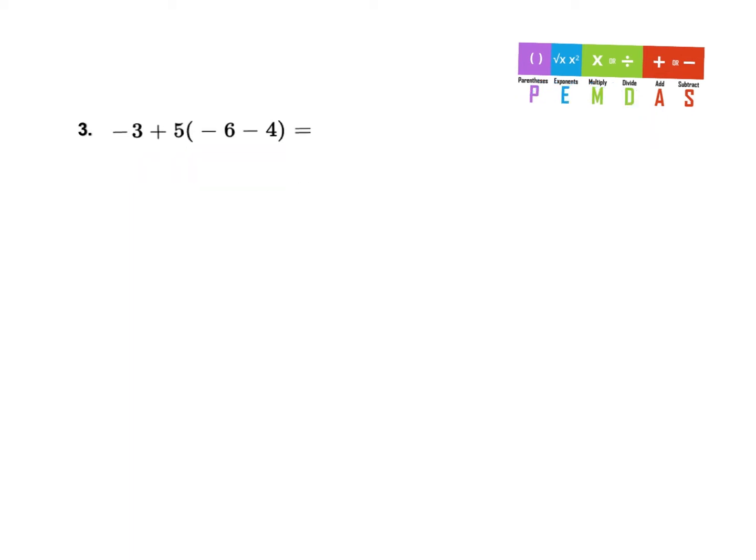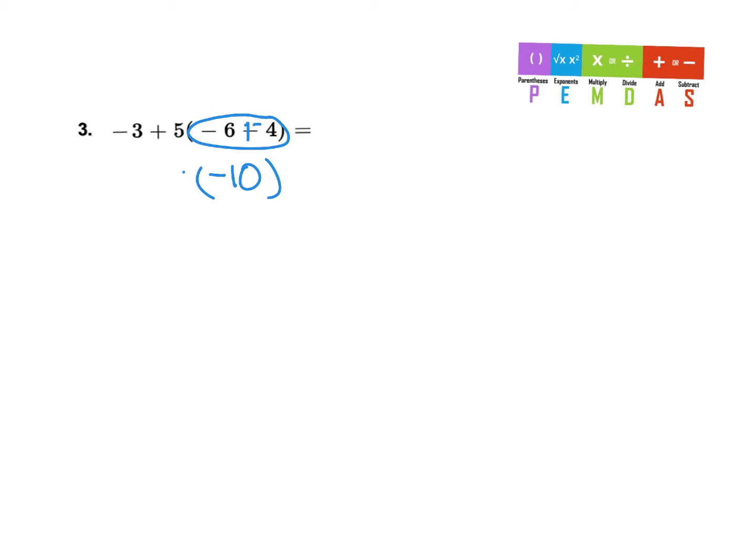All right, number 3, we have negative 3 plus 5 times the quantity negative 6 minus 4. All right, so here we do have a parentheses. It has an expression in it. So let's start there. So we'll take this negative 6 minus 4. Well, remember I'm 6 in the hole. I go another 4 in the hole, so that's going to be a negative 10.